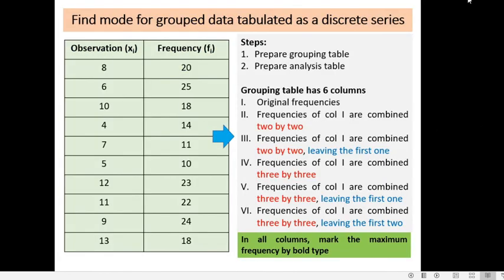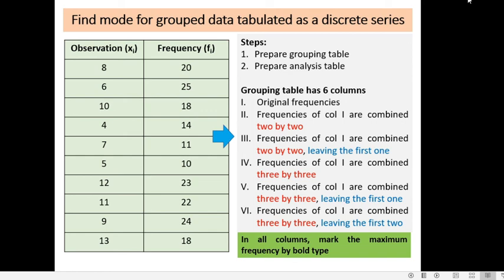Now we will calculate the mode for grouped data, which is again tabulated as a discrete series or a frequency table. So here are the observations and here are the frequencies. I have just increased the number of observations. Suppose we are studying again the tiger population. So these are the various values we get: 4, 5, 6, 8, 10, 7, etc. And these are the frequencies. These show the number of sanctuaries showing the corresponding values of tiger population.